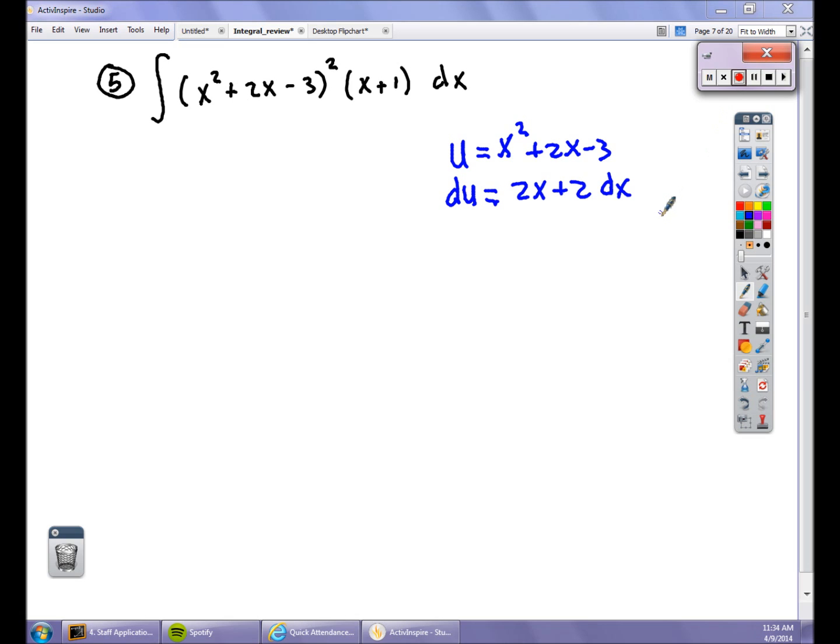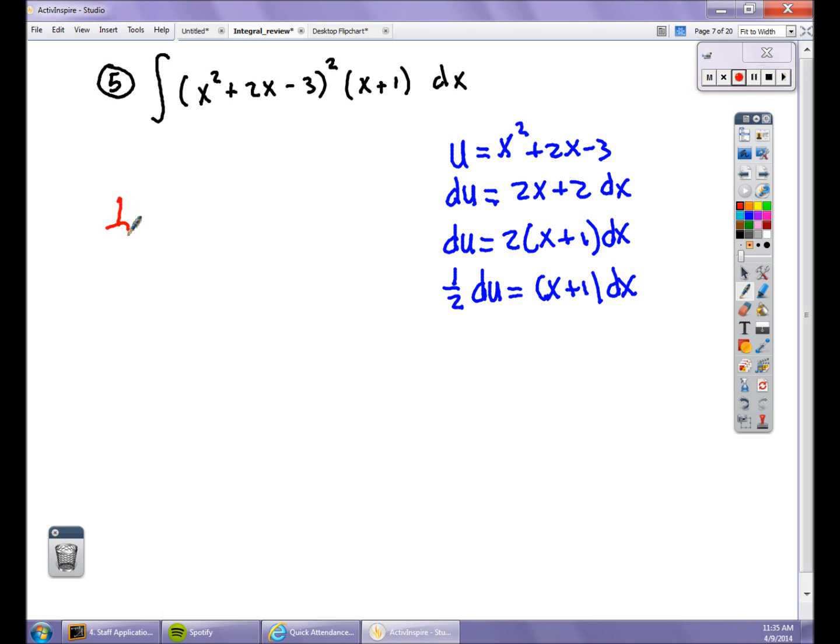The derivative of u is 2x plus 2. I do not have a 2x plus 2. I can factor out the 2. This is now looking closer to what I had. I'm going to divide both sides by 2. And now I'm ready to substitute everything out of the expression.